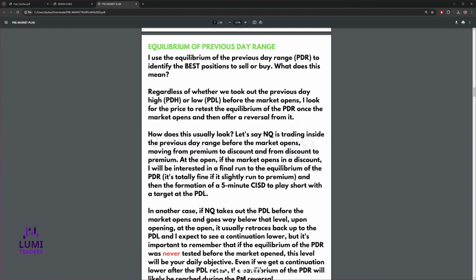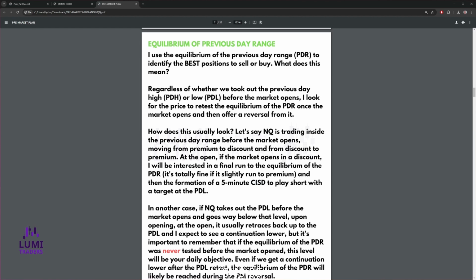At the open, if the market opens in discount of previous day range, I will be interested in a final push higher back to equilibrium of this previous day range. It's totally fine to see it slightly in premium, but I don't really expect to see deep premium at this point. And then a formation of a 5-minute change in the state of delivery to play short with target at previous day low level. I'm going to show you an example soon.